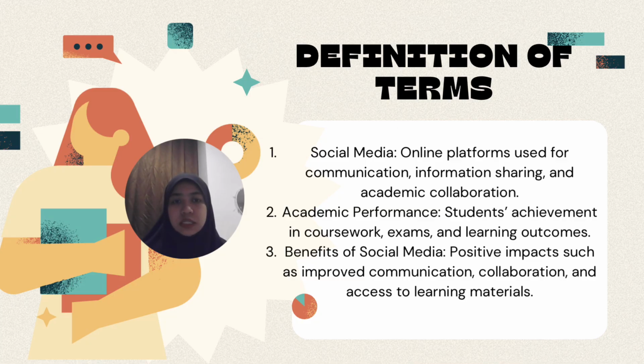Next, definitions of terms. The first one is social media. Social media is an online platform used for communication, information sharing, and academic collaboration. Second, academic performance. Student achievement in coursework, exams, and learning outcomes. And the last one is benefit of social media. Benefit of social media is positive impact such as improved communication, collaboration, and access to learning materials.